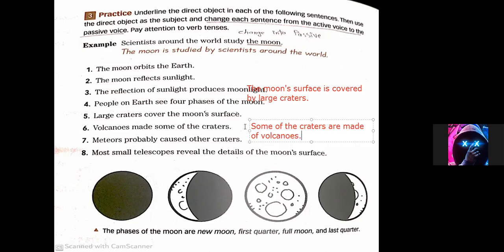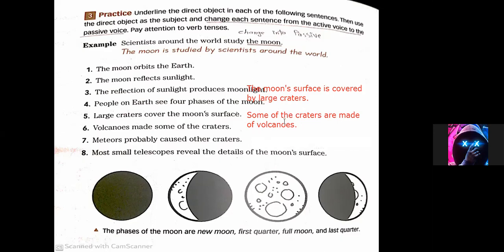Number seven. Yes, Abdul. Meteors probably caused other craters. So the subject is meteors, and the object is other craters. The verb is caused. Is caused in the present or in the past? It is in the past. So we can say.